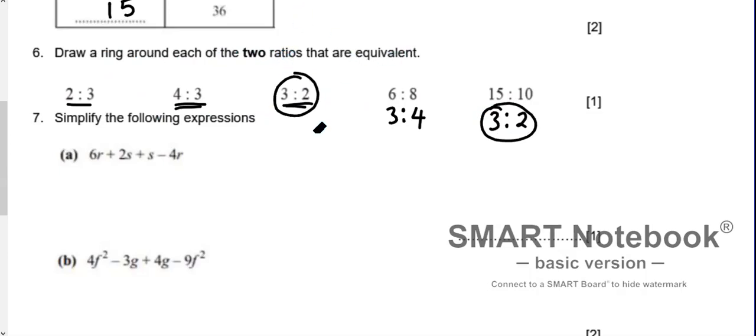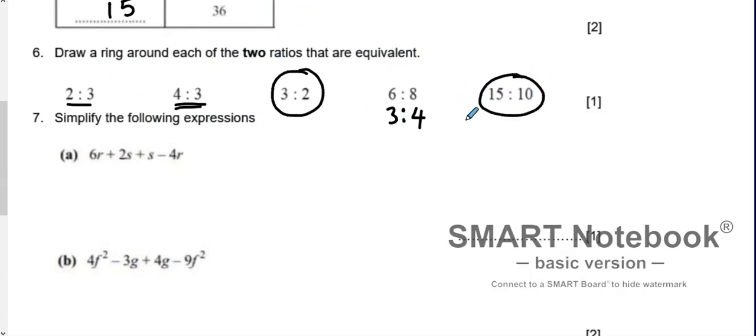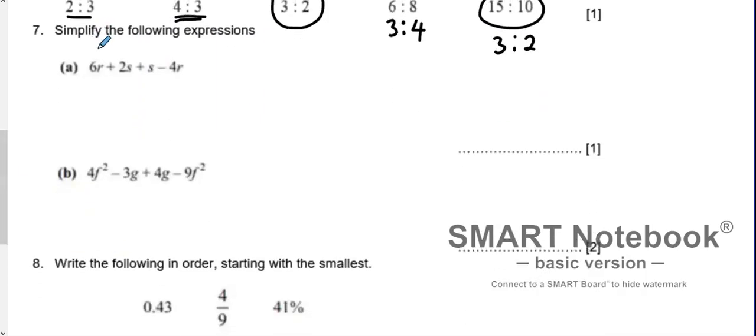So I should draw a ring somewhere here and somewhere there, because these two ratios are equivalent. The ratio 15:10, divide by 5, that is 3:2. So 3:2, 3:2. Those are equivalent.